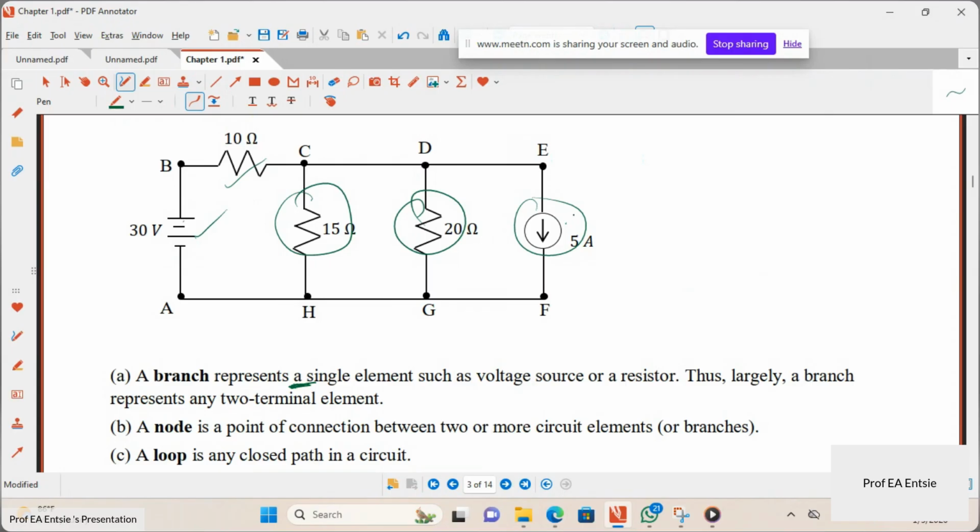5 ampere source. This is the current source. The 5 amperes is a current source. So you should know what a node is. All right, so that's by the way.